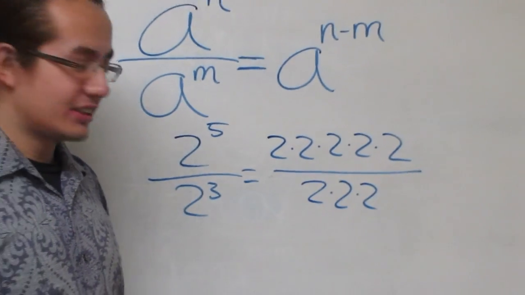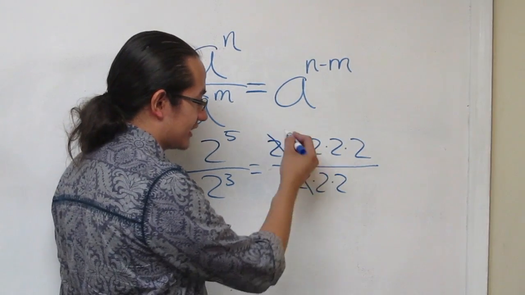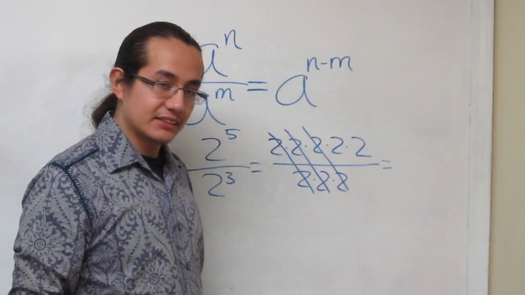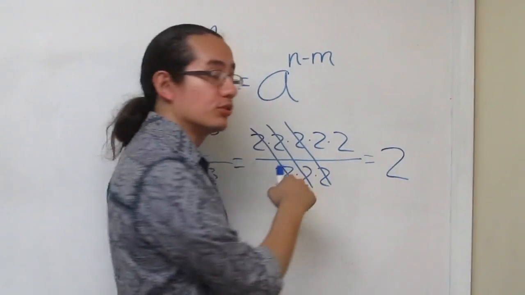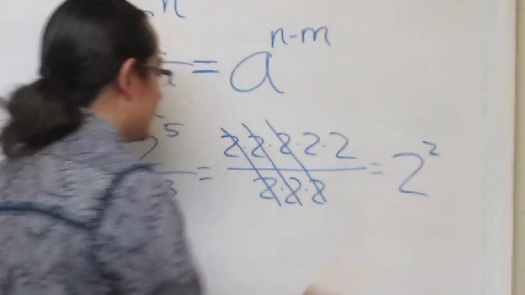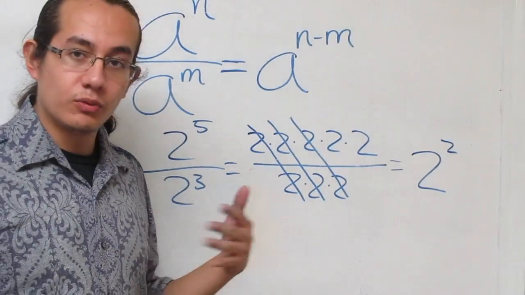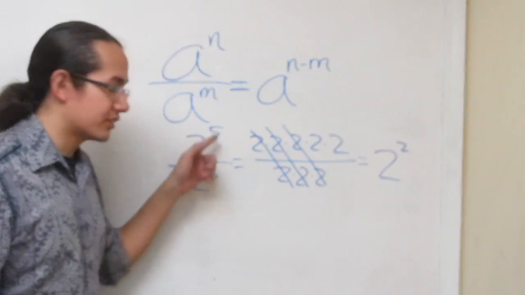So do you see what happens here? Our 2's are actually going to cancel out. So all I'm left with is 2 2's or 2 squared, which is 5 minus 2. So instead of writing this out, we can save ourselves the time by just finding their difference.